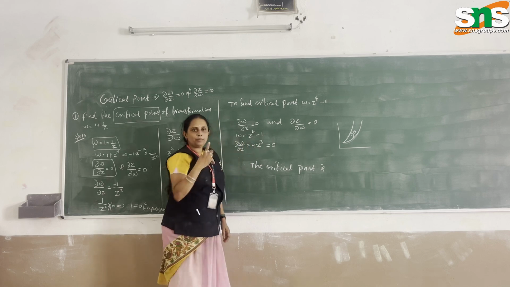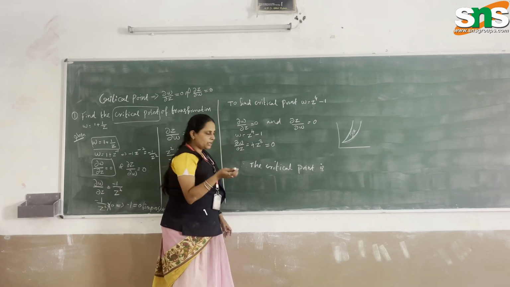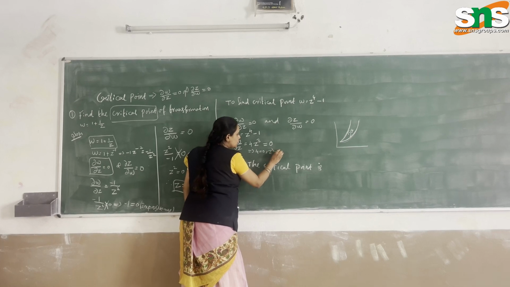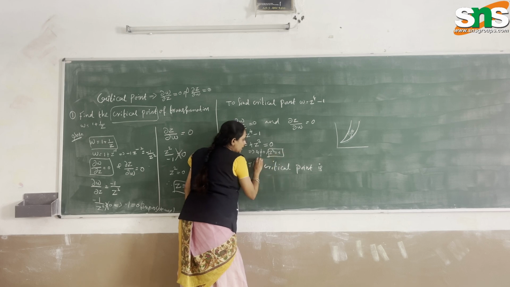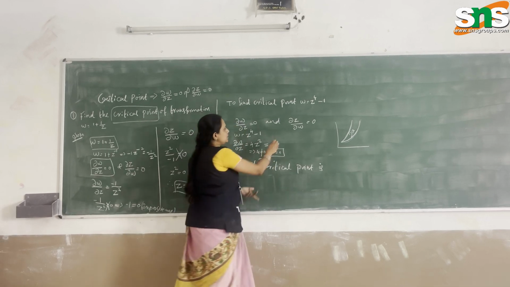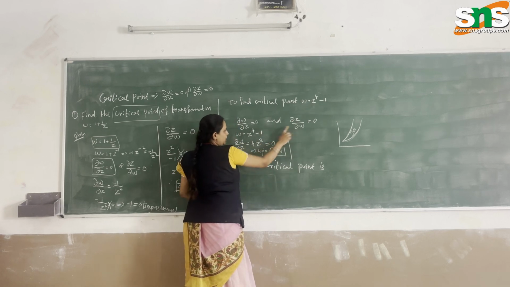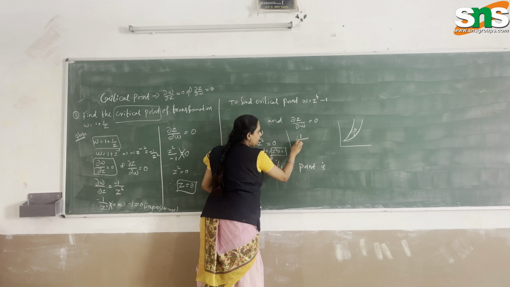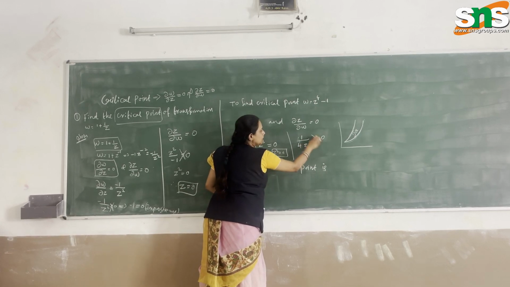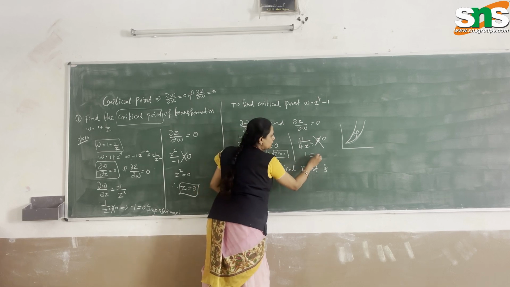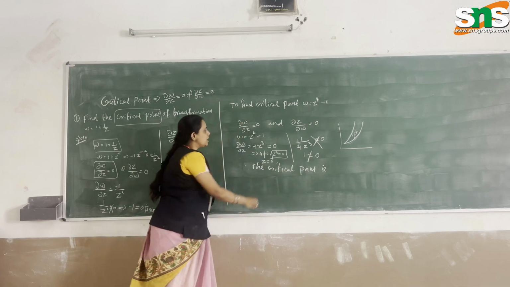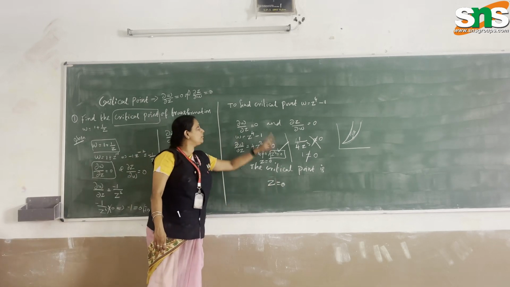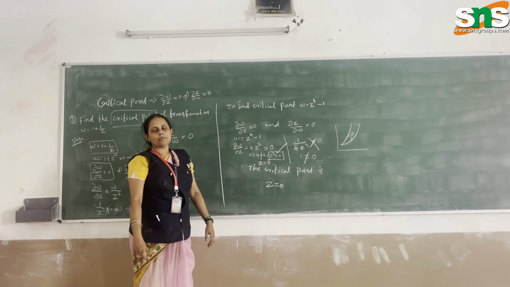Here a into b is equal to 0, so a is 0 or b is 0. Similarly 4 equal to 0 is impossible, and z cube equal to 0 gives the critical point z equal to 0. Then similarly dou z by dou w is 1 divided by 4 z cube equal to 0. Using cross multiplication, 1 equal to 0, which is also impossible. So the answer is z equal to 0. This is the critical point for the transformation w equal to z power 4 minus 1.